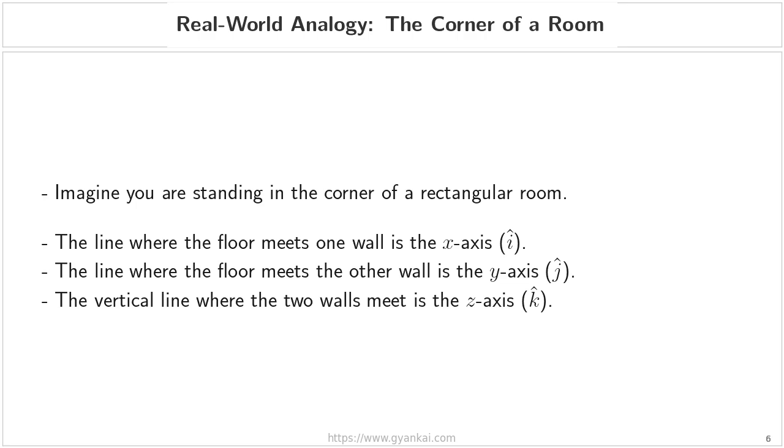Look down at the floor. The line where the floor meets the first wall can be thought of as our x-axis, which we represent with the unit vector i hat. Now, look at the other line on the floor, where the floor meets the second wall. That is our y-axis, or j hat. Finally, look straight up at the vertical line where those two walls meet. That vertical edge represents our z-axis, or k hat.